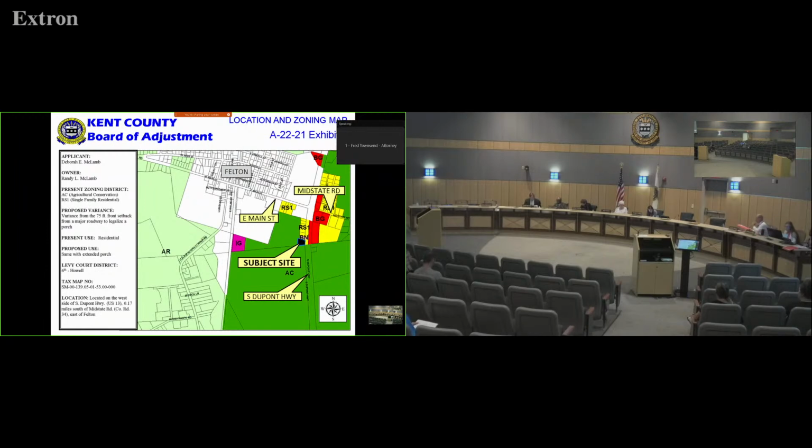The proposed variance is a variance from the 75-foot front setback from a major roadway to legalize a porch. Present use is residential, proposed use the same with an extended porch. It's in Levy Court District 6 for Mr. Howe, located on the west side of South DuPont Highway, approximately 0.17 miles south of Midstate Road, east of Felton.